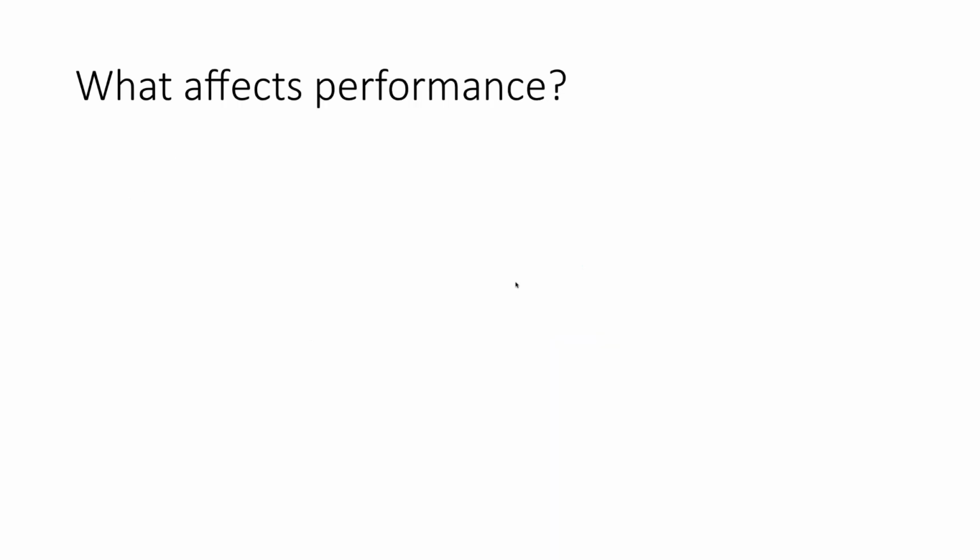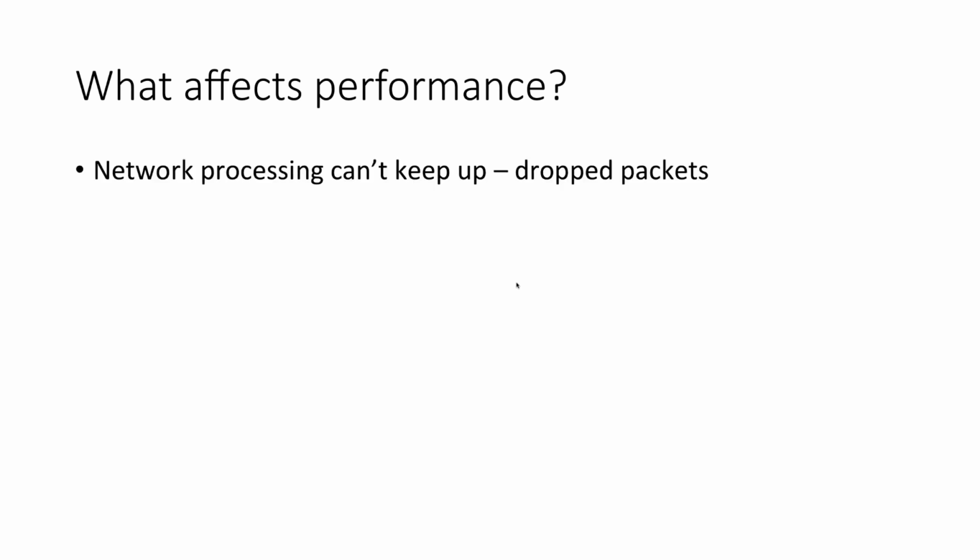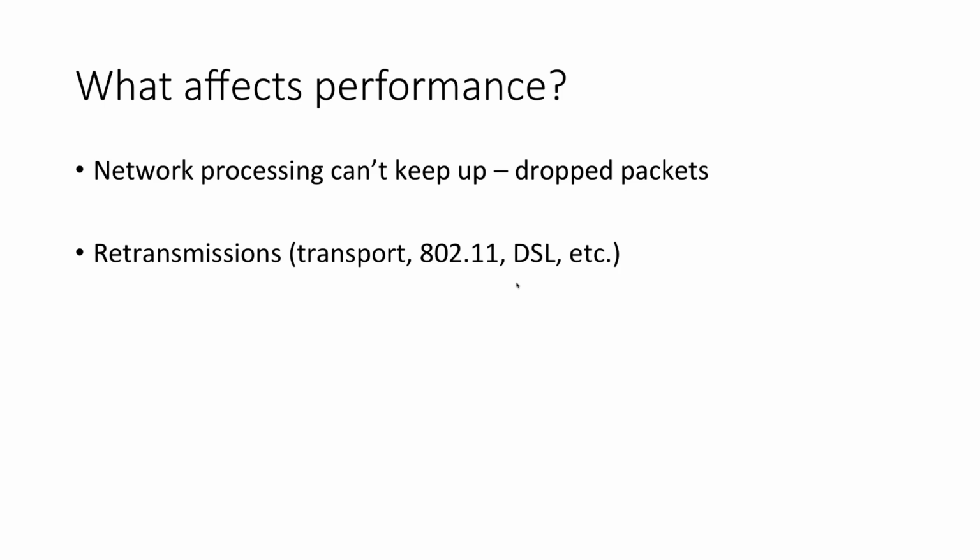So what sorts of things affect throughput and latency? The first is, of course, that the network processing just can't keep up with the demand and drops packets. And this will affect throughput if the packets never get there. But retransmissions at lower layers will introduce latency. So this may be out of the hands of the network processor. If there's a disruption at the physical layer in DSL or Wi-Fi, retransmission technology exists at that layer to make the connection robust, but it might introduce delay in your performance numbers.